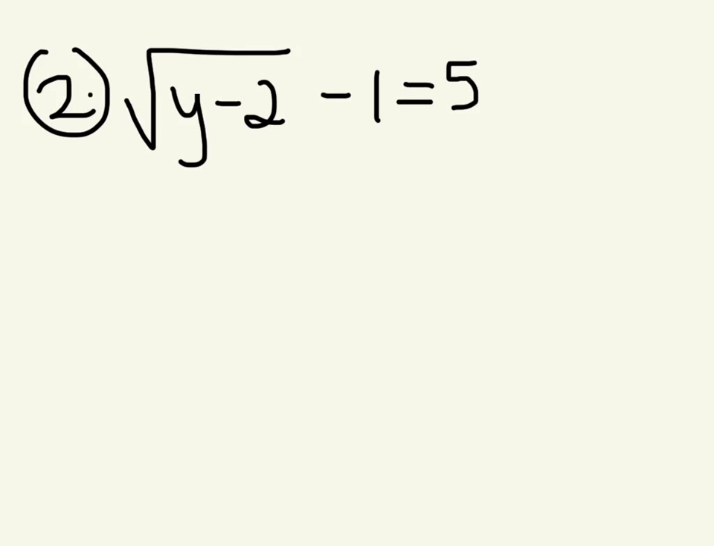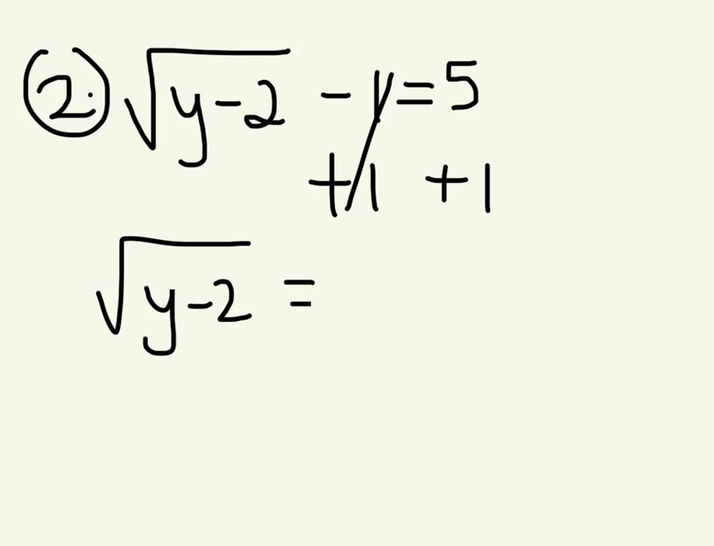Example 2 today. Say you're given a radical equation, and your radical is not all by itself on one side of the equation. What we need to do is isolate this by putting all the other junk over on the other side. So let's get rid of this negative 1 that's dangling out here. I'm going to add 1 to both sides, and we now have the radical portion of our equation isolated on one side.